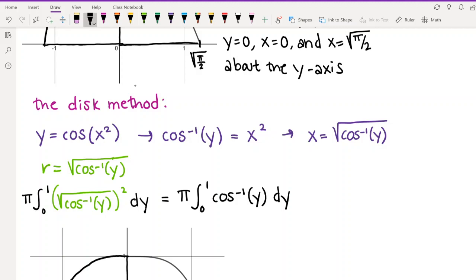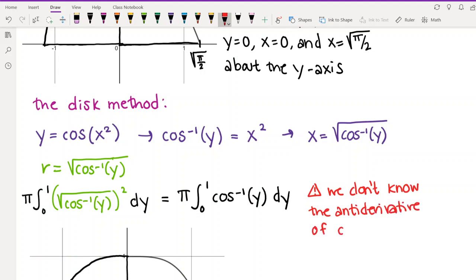So why is this an issue? It looks like it's a fairly simple thing to integrate, but notice that we do not know the antiderivative of inverse cosine. We know the derivative of inverse cosine, but we don't know the antiderivative. This is one that you could look up, but it's kind of a complicated antiderivative.